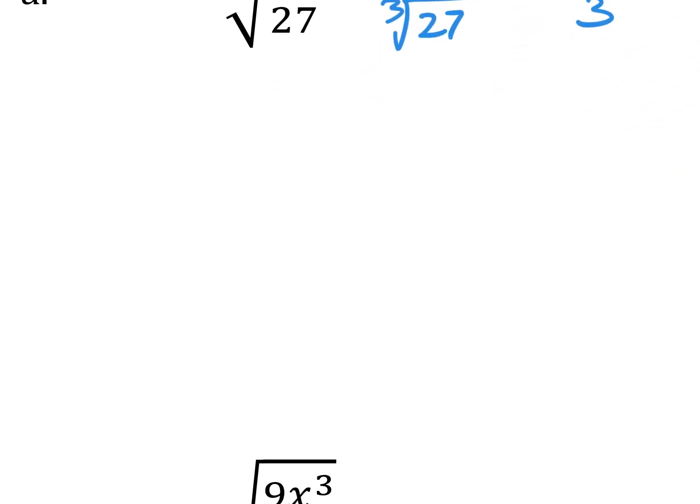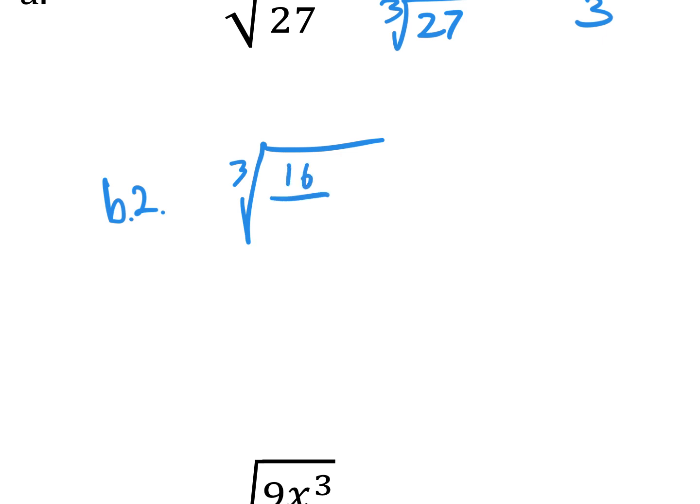And let me do one more example here. Let me say B.2 maybe. Okay, example. Let's say we had the cube root of 16 over 54.